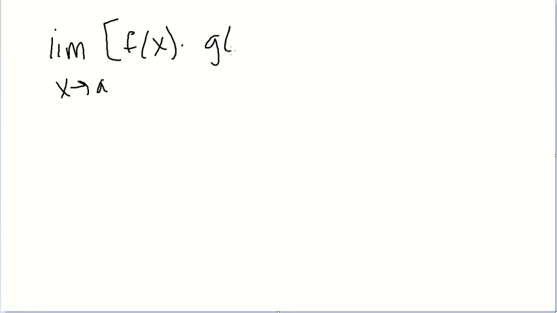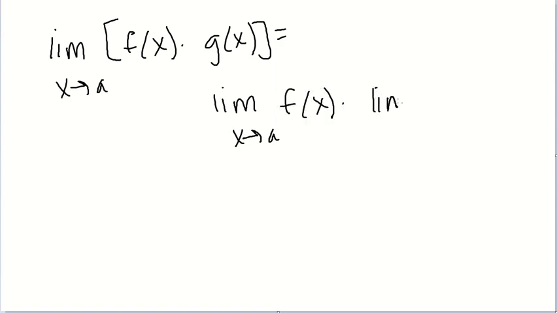The last property that we have is if we have the limit as x approaches a of f of x times g of x. That is equal to the limit as x approaches a of f of x times the limit as x approaches a of g of x. So again, whenever you have this kind of composite functions, two functions put into one, and you're trying to find the limit of them, we can split it up and calculate each limit separately.